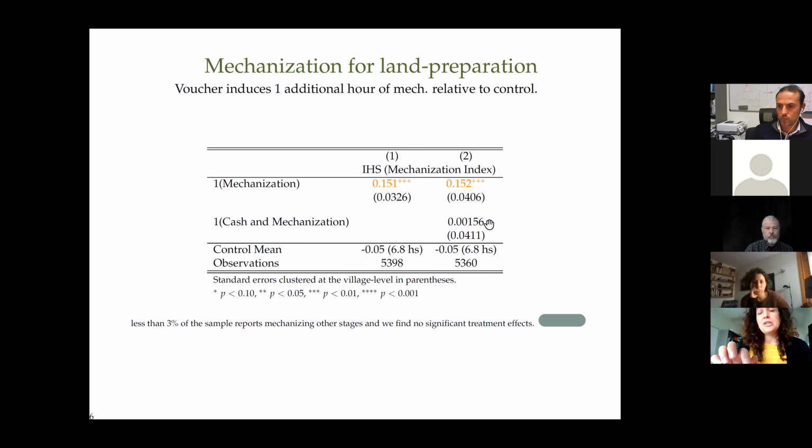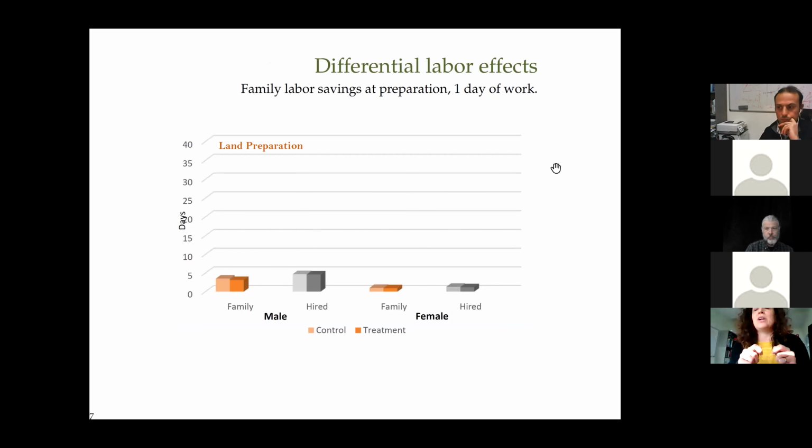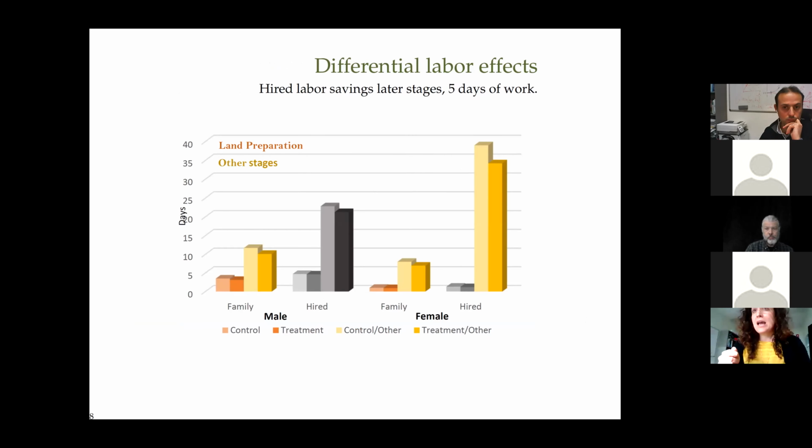Now, in terms of mechanization hours, what we found is an additional hour of mechanization due to the intervention. That's an elasticity of about 15%. Now, all that mechanization happened at the land preparation stage, because these farmers are not really mechanized in other stages of farming, okay? Now, what happened in terms of labor in that particular stage? What we see is that family labor pulls back, but hired labor doesn't move. In other stages, yes, hired labor moves, particularly for women, and we saw a paper yesterday about these effects.